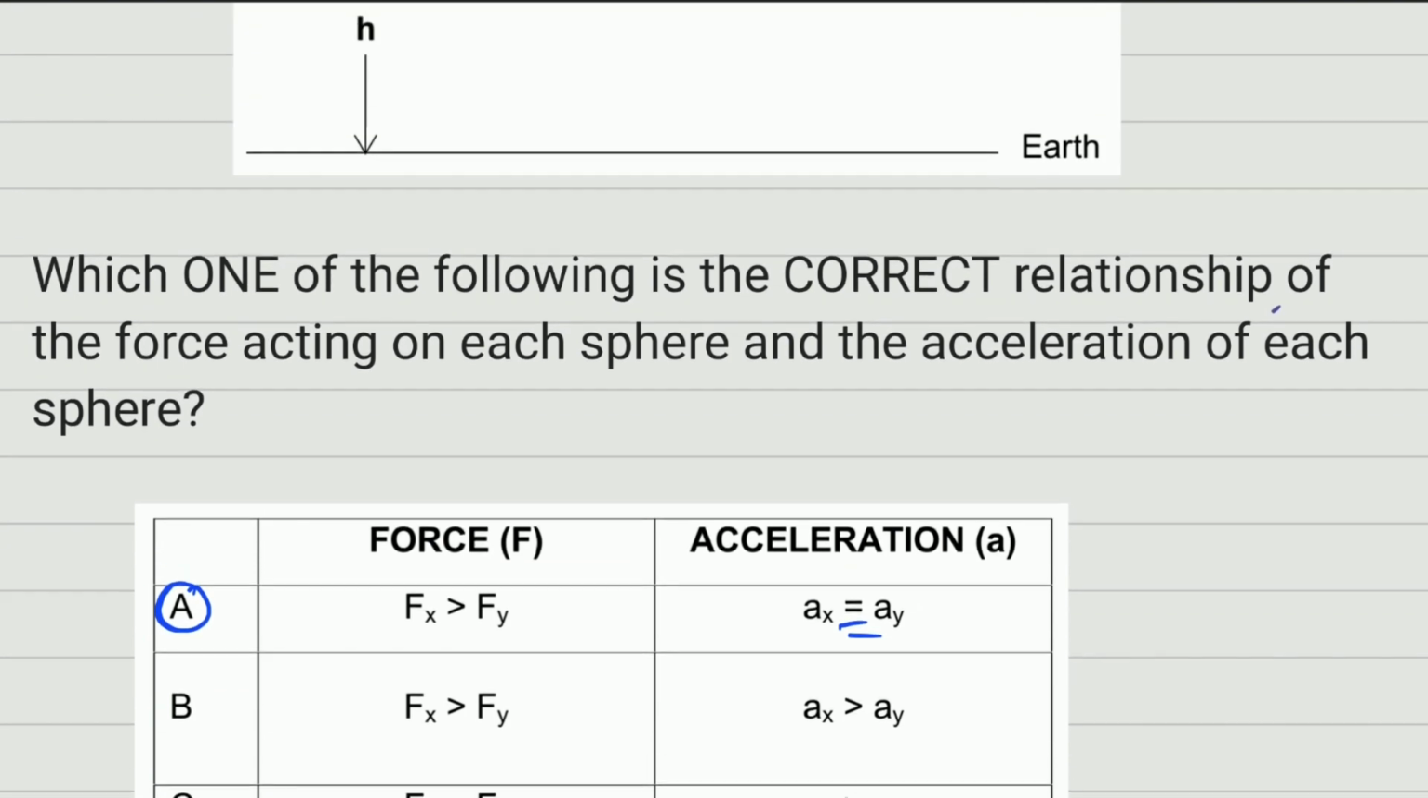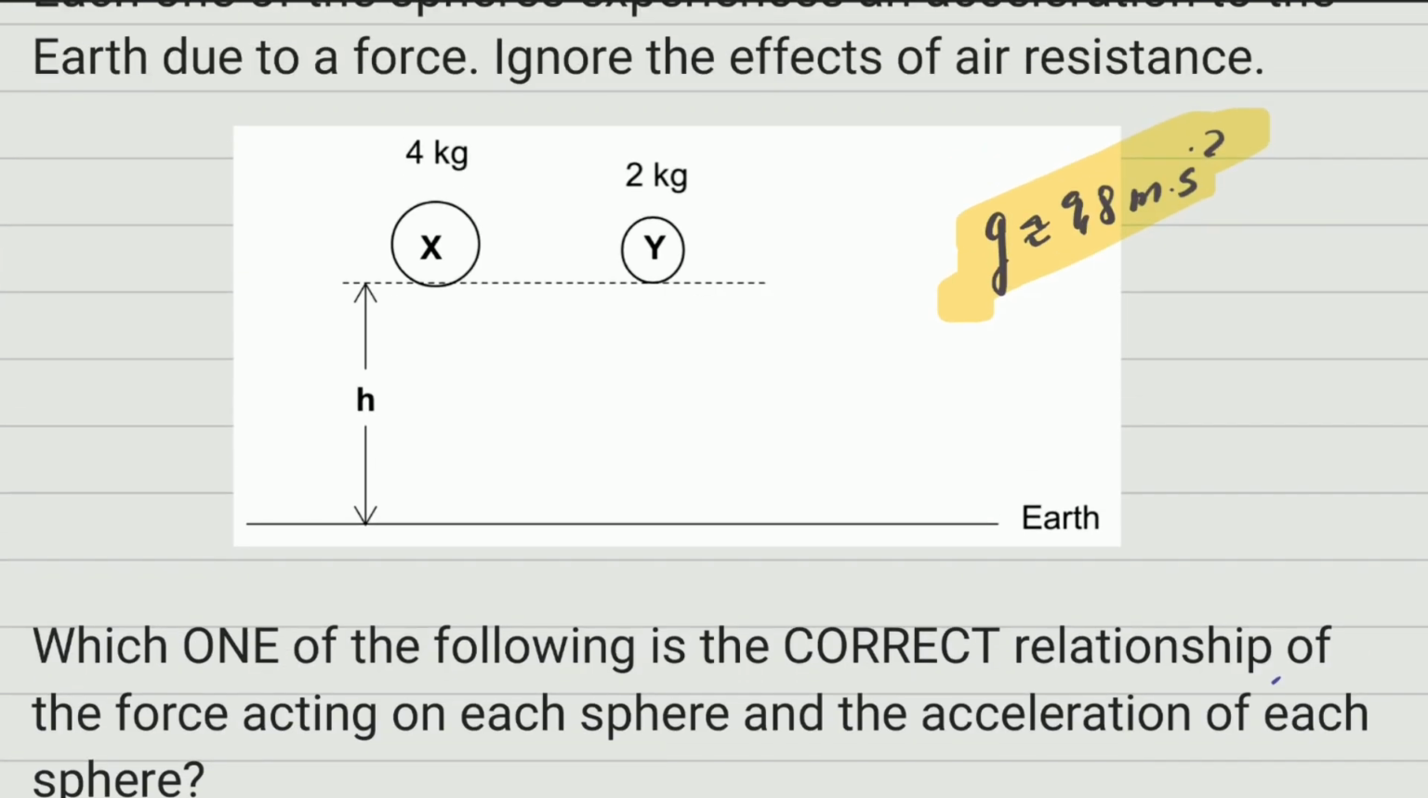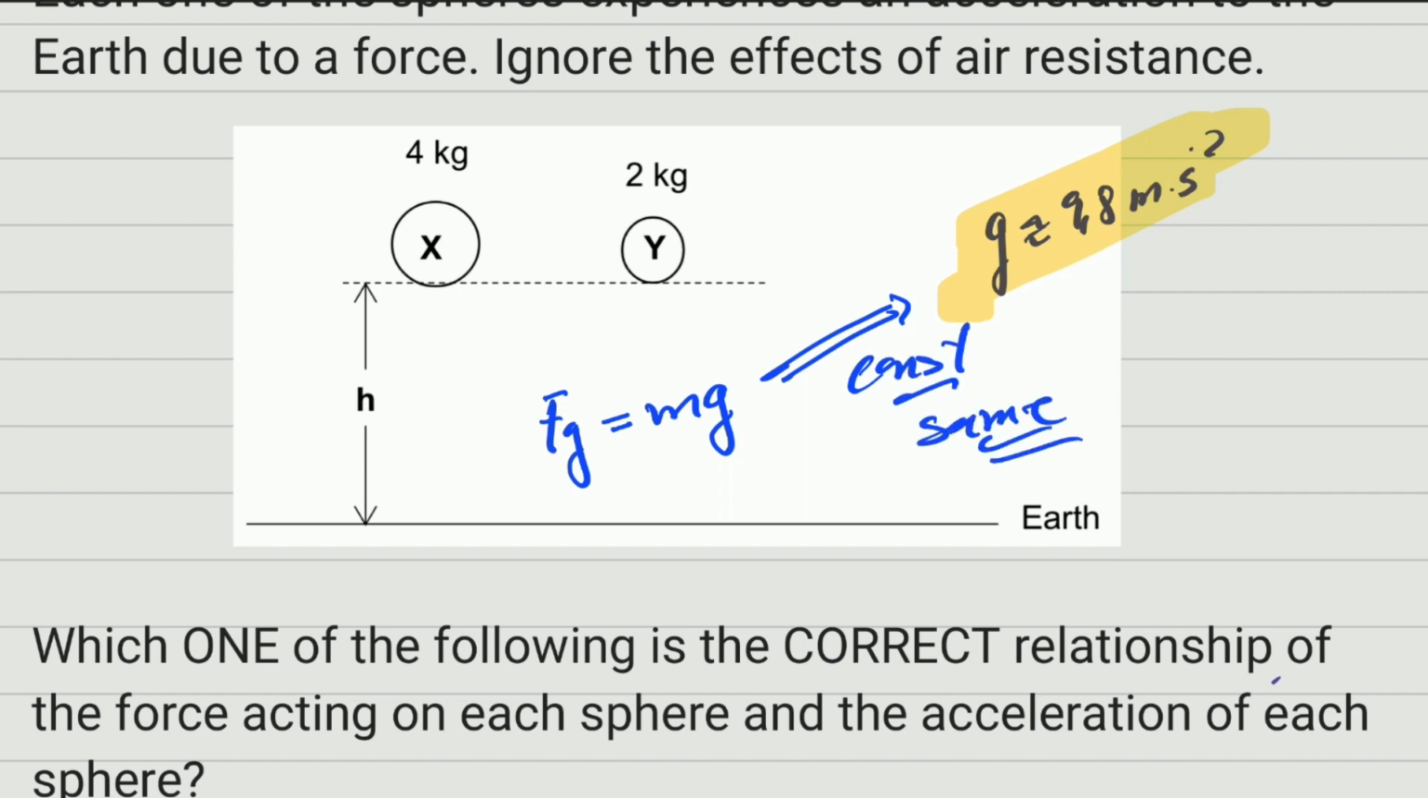But now we go to the force. The force acting on both objects is the force of gravity, and the force of gravity, or weight, is equal to the product of mass multiplied by the acceleration due to gravity, which is constant and the same for both objects. So which one will have the greater force of gravity? The one that has the greater mass. So Fg in X is going to be greater than Fg in Y.